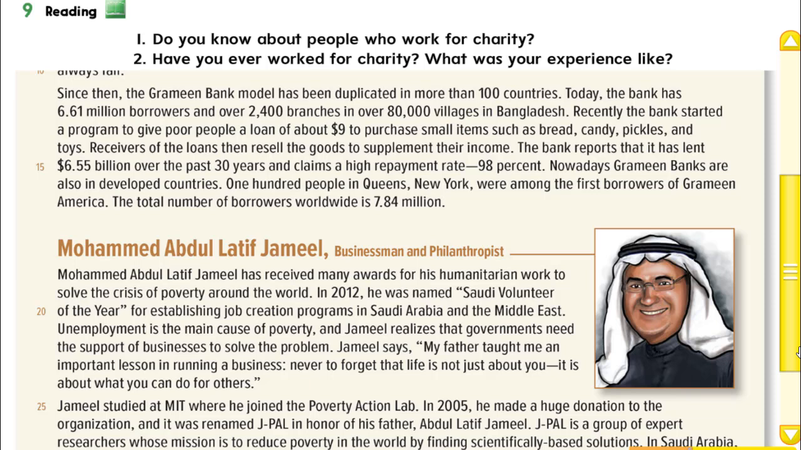Recently, the bank started a program to give poor people a loan of about $9 to purchase small items such as bread, candy, pickles, and toys. Receivers of the loans then resell the goods to supplement their income. The bank reports that it has lent $6.55 billion over the past 30 years and claims a high repayment rate, 98%. Nowadays, Grameen banks are also in developed countries. 100 people in Queens, New York, were among the first borrowers of Grameen America. The total number of borrowers worldwide is 7.84 million.